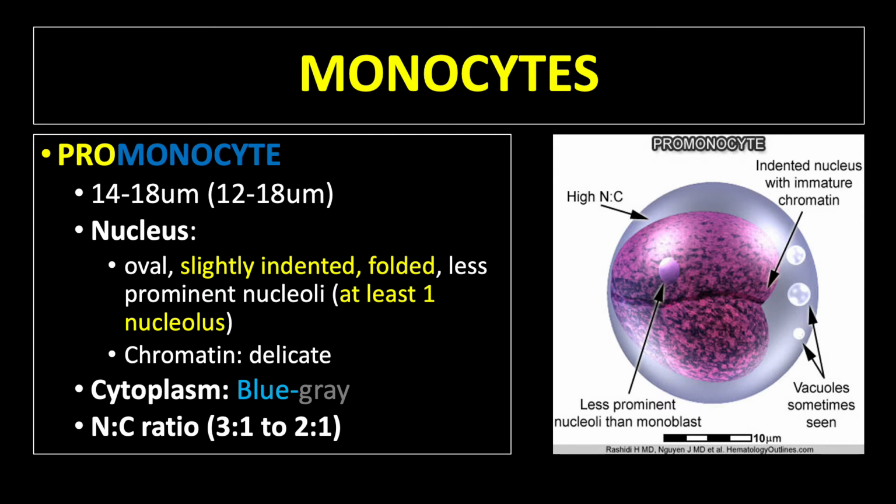So the right image shows the promonocyte, which has a high nuclear to cytoplasmic ratio, an indented nucleus with immature chromatin, which is delicate, then the presence of vacuoles and less prominent nucleoli than the monoblast. So this is a very good representation of a promonocyte.